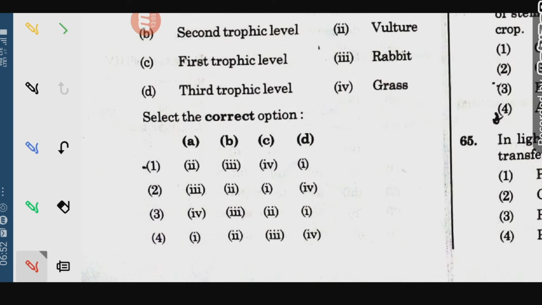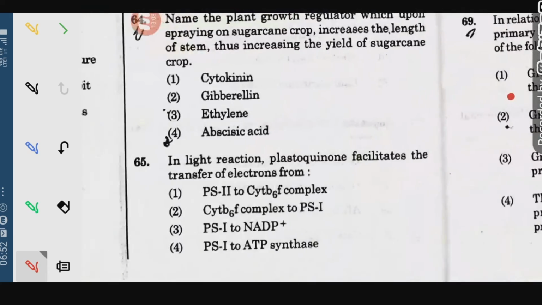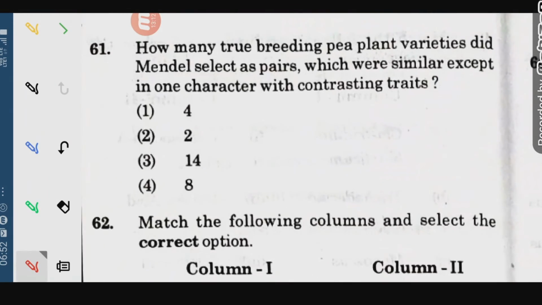Then next one. How many true breeding pea plant varieties did Mendel select as pairs which were similar except in one character with contrasting traits? Okay, is this one. Then organ of Corti.